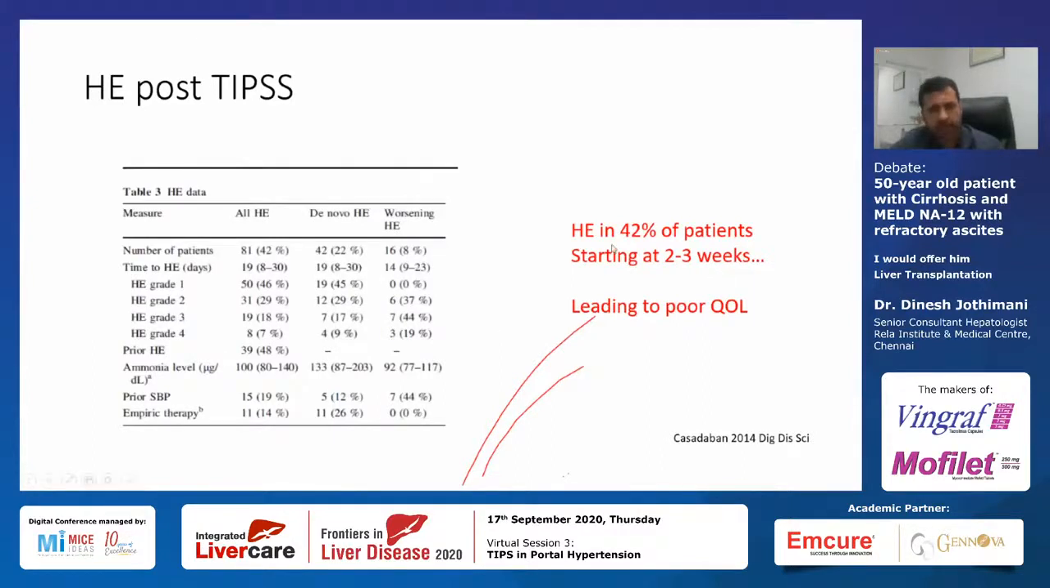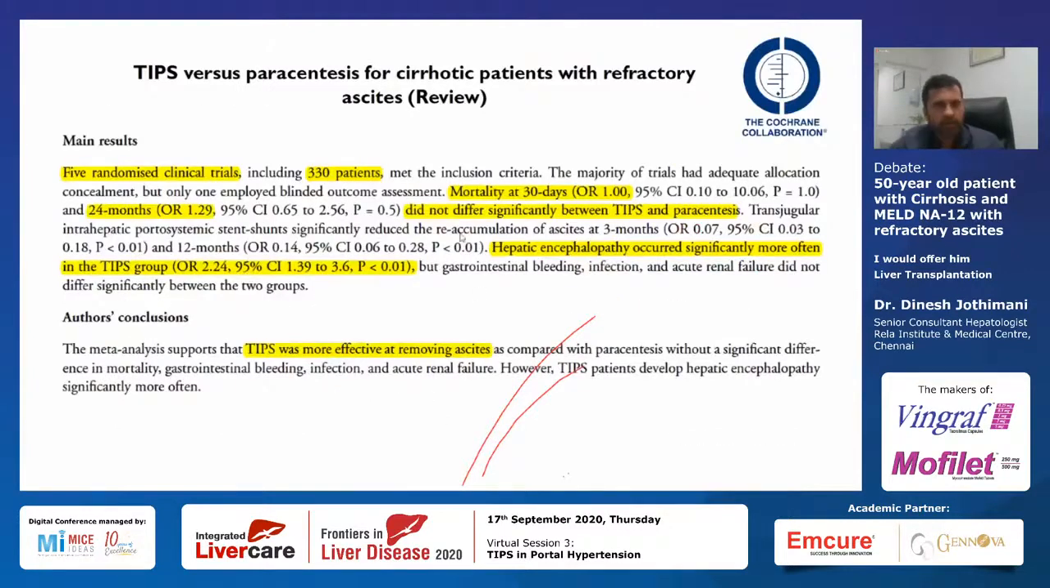So I told you earlier, nearly 30 to 40% of them develop encephalopathy within the first 2-3 weeks, and this leads to significant poor quality of life. They can't drive, they can't do their usual things, they become very dependent on their family members. This is not acceptable. So let's look at what Cochrane says.